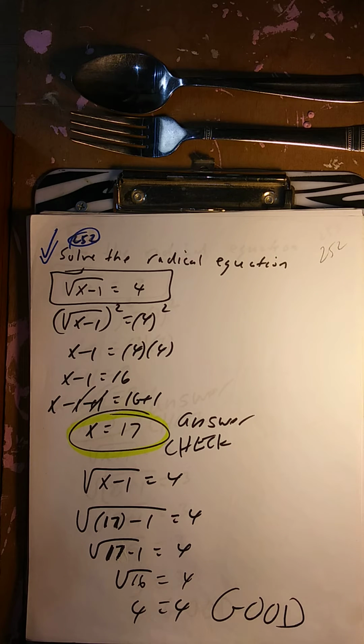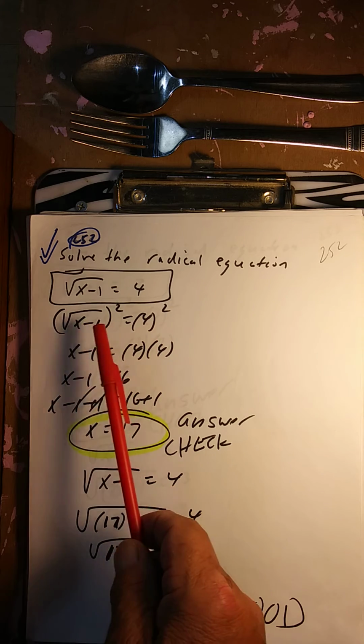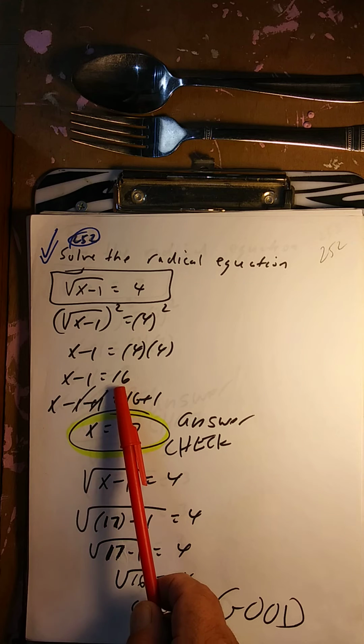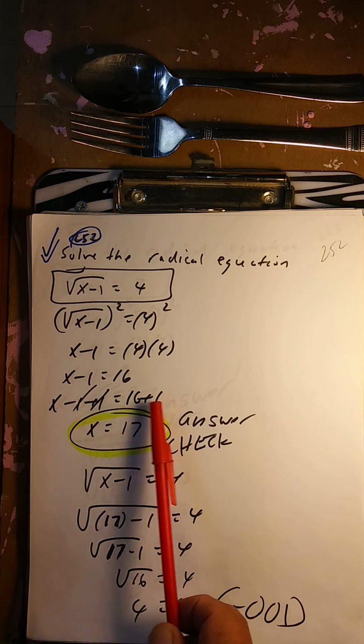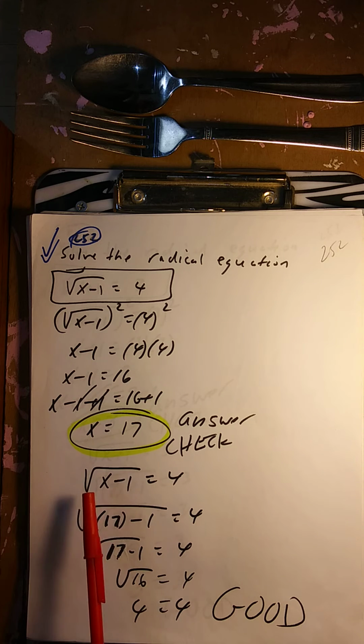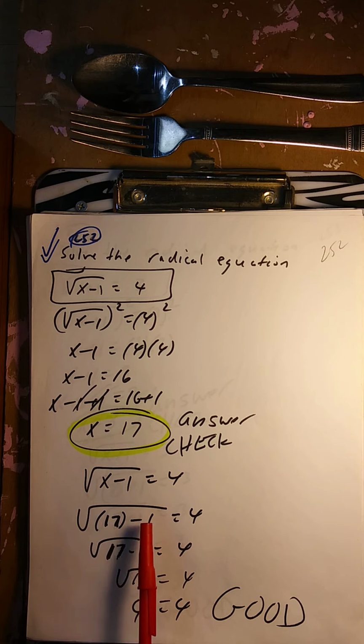Solve this. Square both sides. So this square root of this squared is x minus 1 equals 4 times 4 is 16. And add 1 to both sides, so x is 17. Is that right? Let's check. Put it in there. 17. 17 minus 1 is 16. Square root of 16 is 4. Does that match the other side? Yes. So that's a good answer.